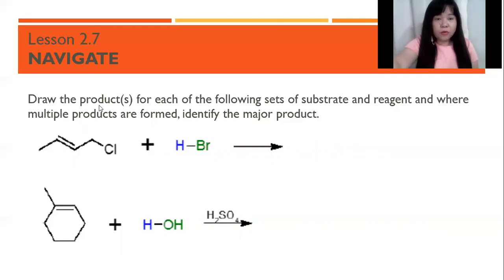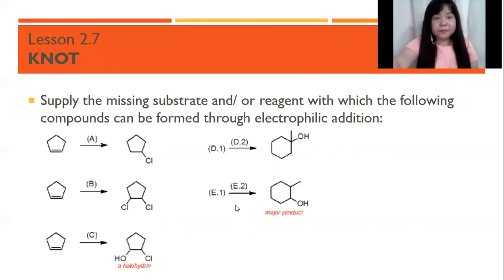So you're only asked to draw the products. So I don't think that the presence of the acid here would be any problem or would be unfamiliar to you because you're not asked to draw the mechanism. For the nut part, you're asked to supply the missing substrate and or reagent with the following compounds, with which the following compounds can be formed through electrophilic addition. So here are your desired products there.